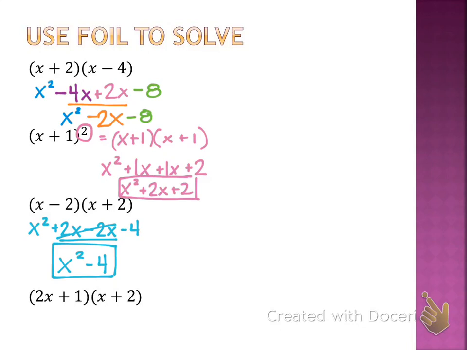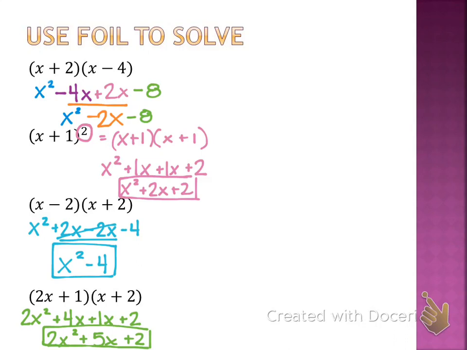And lastly, this time we actually have a number in front of one of the x's, which again is not going to make anything any different. So let's do the first terms. 2x times x is 2x squared. 2x times 2 is 4x. 1 times x is 1x. And last terms, 1 times 2 is 2. Combine like terms, I have 2x squared plus 5x plus 2. This is my final answer. Again, remember, you need to make sure and write this in standard form if it's not already.